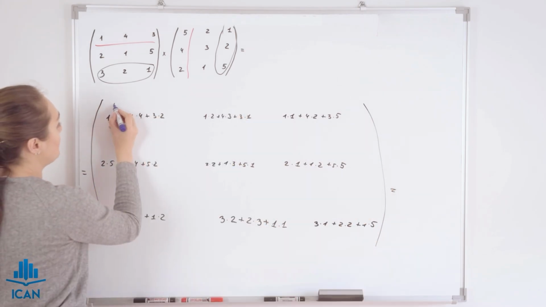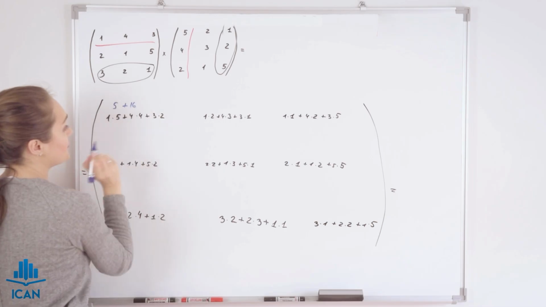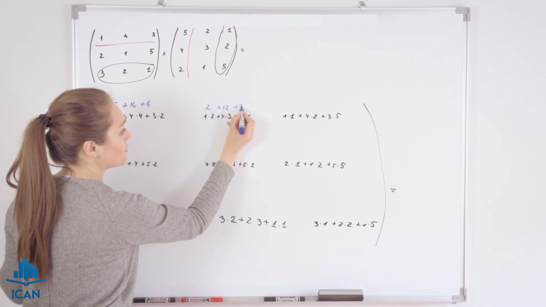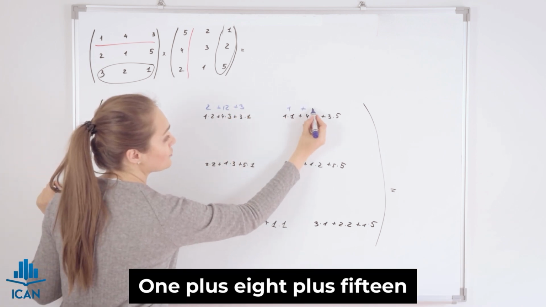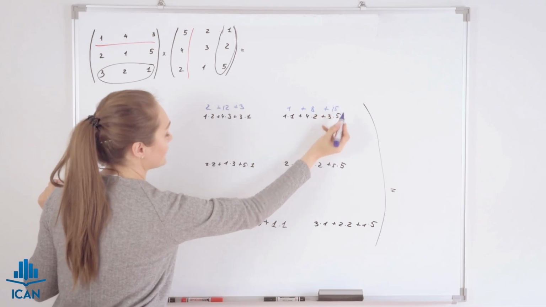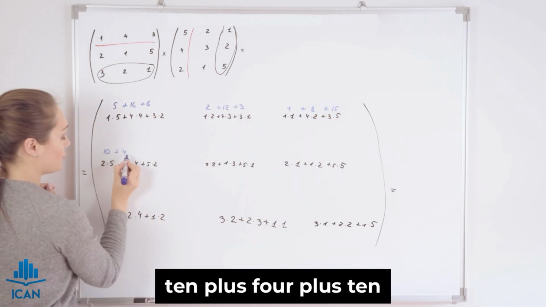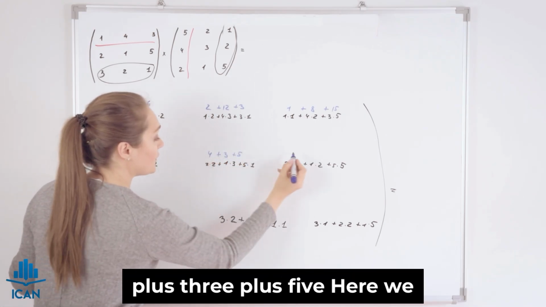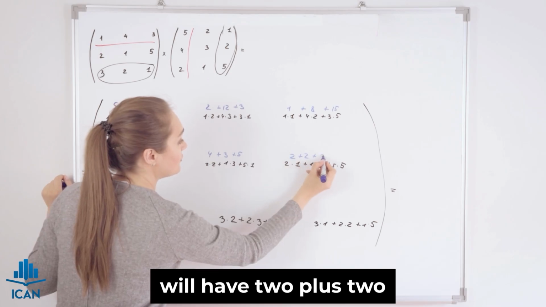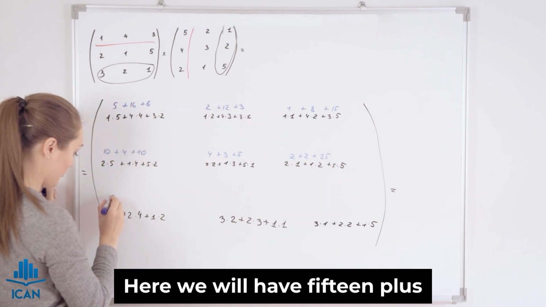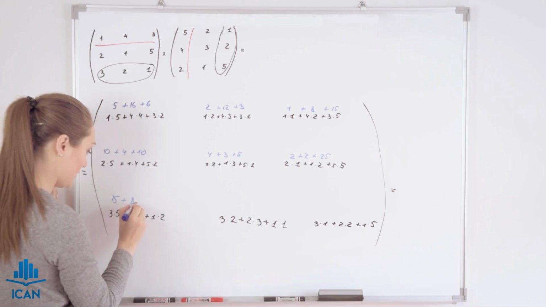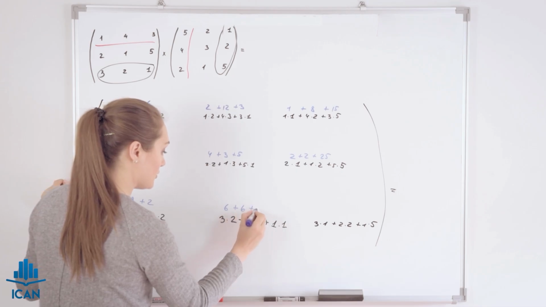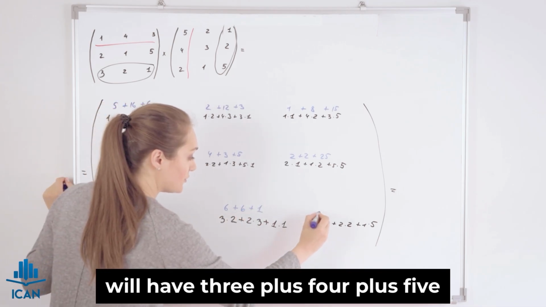So what do we get here? 5 plus 16 plus 6. Here we will have 2 plus 12 plus 3. 1 plus 8 plus 15. Here we will have 10 plus 4 plus 10. Here we will have 4 plus 3 plus 5. Here we will have 2 plus 2 plus 25. Here we will have 15 plus 8 plus 2. Here we will have 6 plus 6 plus 1. Here we will have 3 plus 4 plus 5.